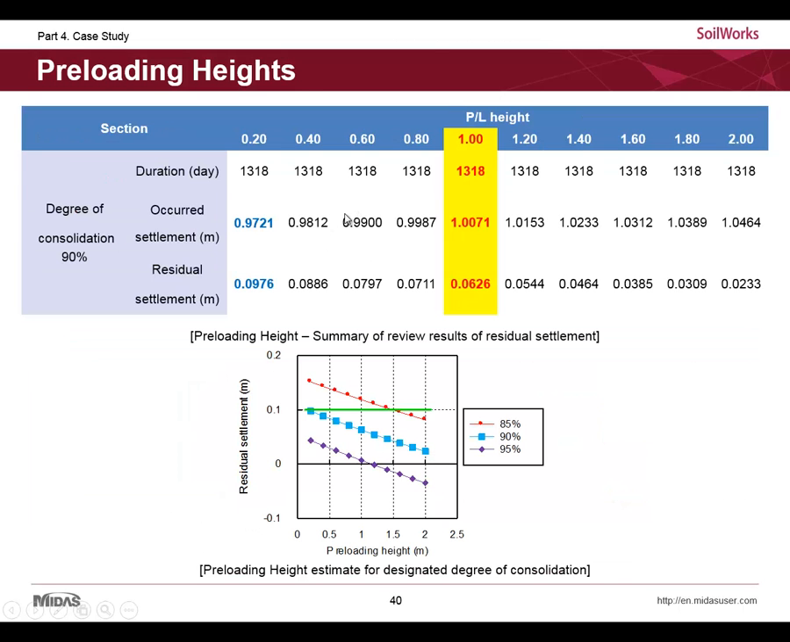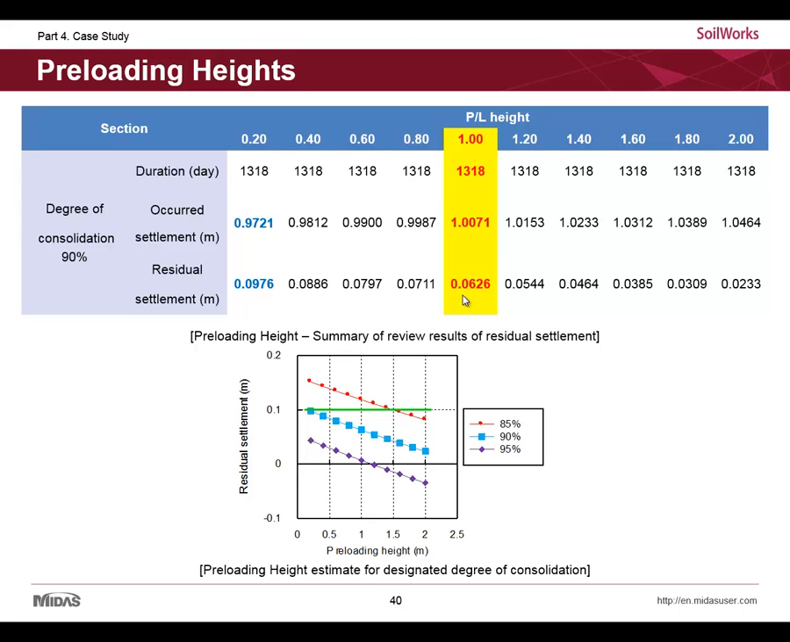After that, we can check the residual settlement for each increment of preloading height as table above. We might make a decision that the minimum preloading height is 0.2 meters based on the allowable residual settlement, because it is less than 0.1 meter. However, the occurred settlement exceeds the preloading height, so we can figure out it is required to apply more than about 1 meter to compensate for settlement in this case.